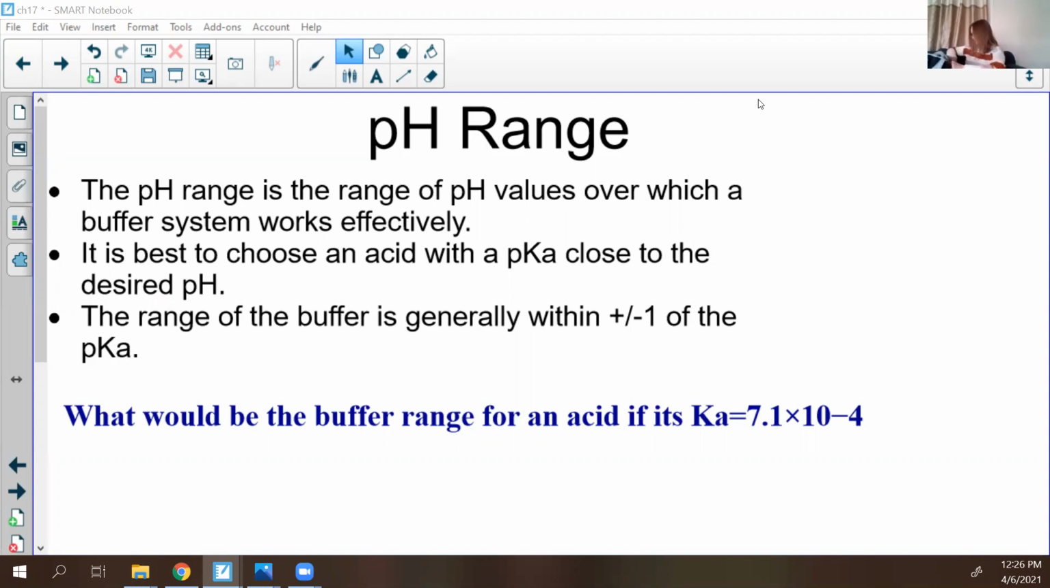All right, so it's best to choose an acid with a pKa close to the pH of the buffer you want. I don't know what that says because I'm walking away. It says, it's best to choose an acid with a pKa close to the desired pH. The range of a buffer is generally within plus or minus 1 of the pKa. What would be the buffer range for an acid if its Ka is 7.1 times 10 to the -4?